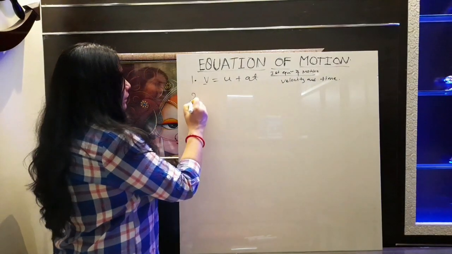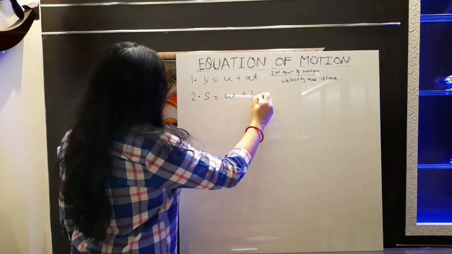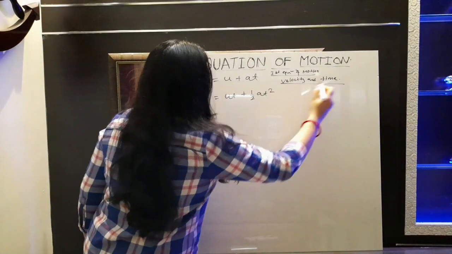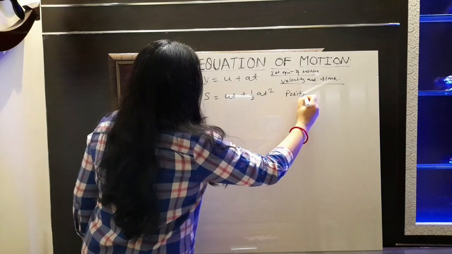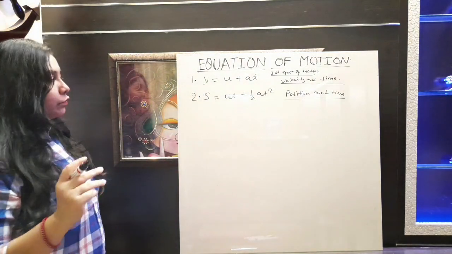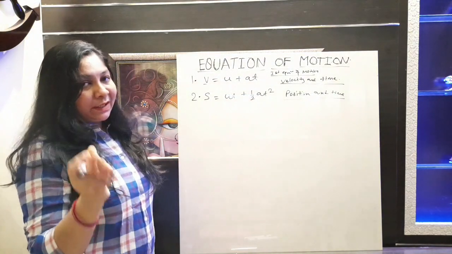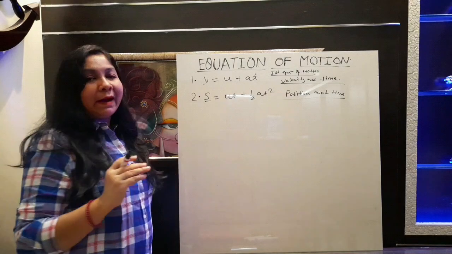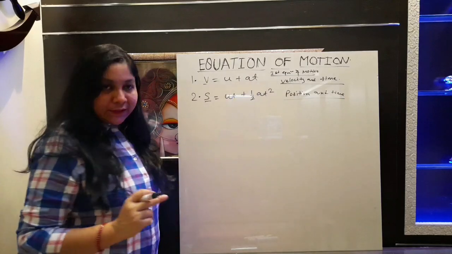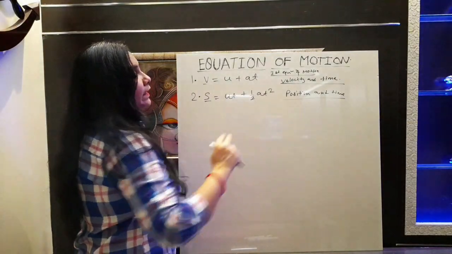Now I am going to write the next equation. The second equation of motion is S = UT + 1/2 AT². This is the position-time equation, because from this equation you can relate position and time. Here S is defined as position, meaning distance, and T is time. That's why this equation is also named the position-time equation.